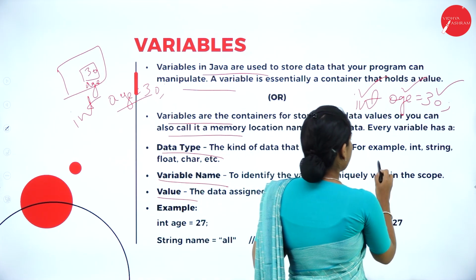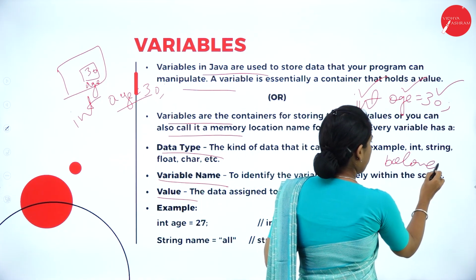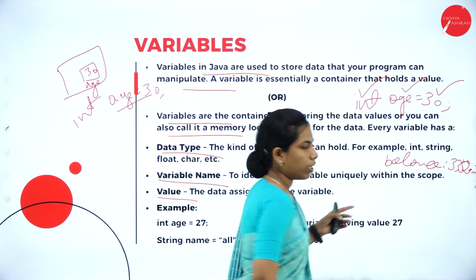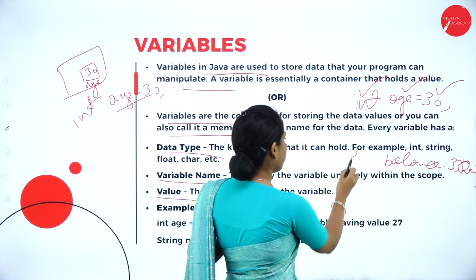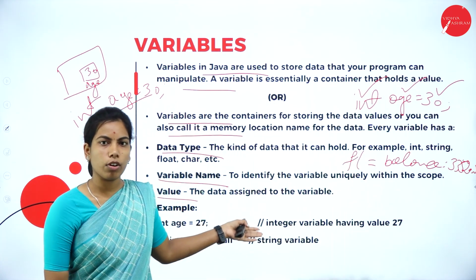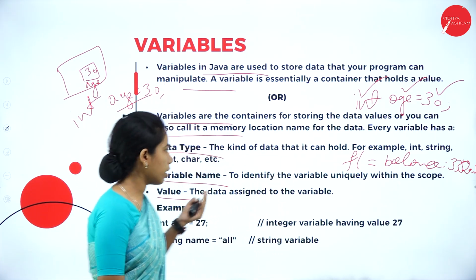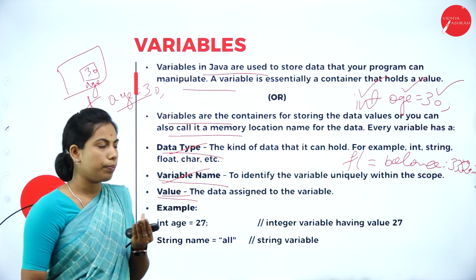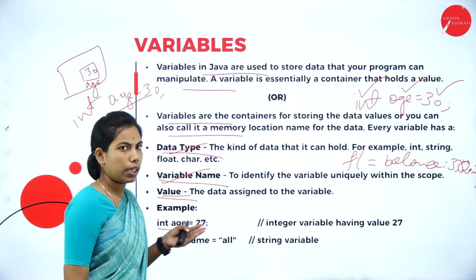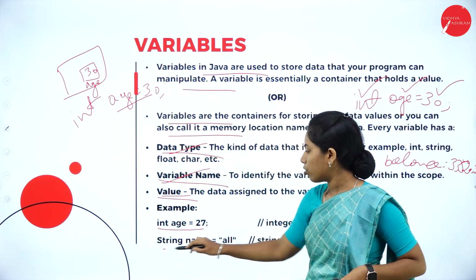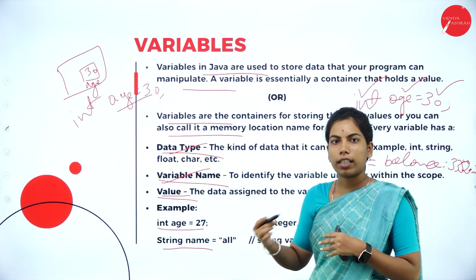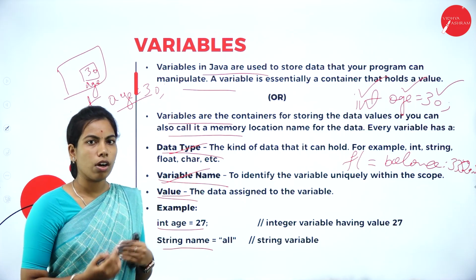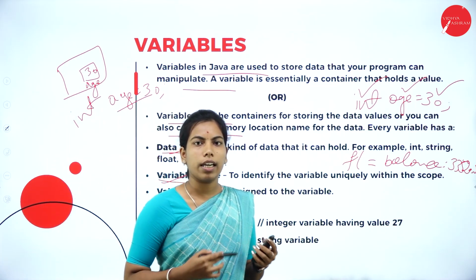For example, if I have a variable name balance with the value 33,520.50, it is of float type, so it is a floating data type. The earlier one comes under the integer type. That is how a variable has a data type, a variable name, and also holds a value. Here you can see one simple example: int age is equal to 27 and String name, where a series of characters we call a string, that is what a name holds. This is how you have to declare variables.